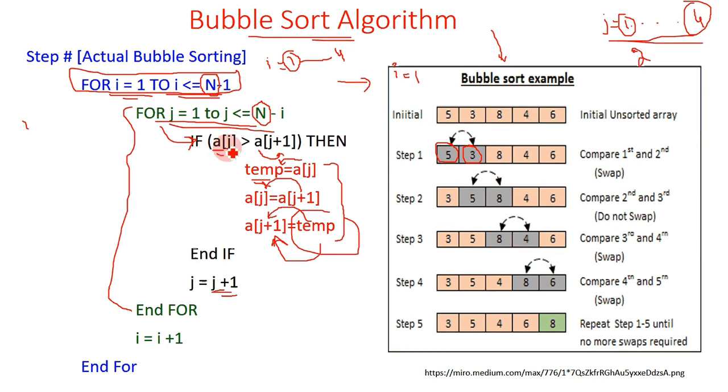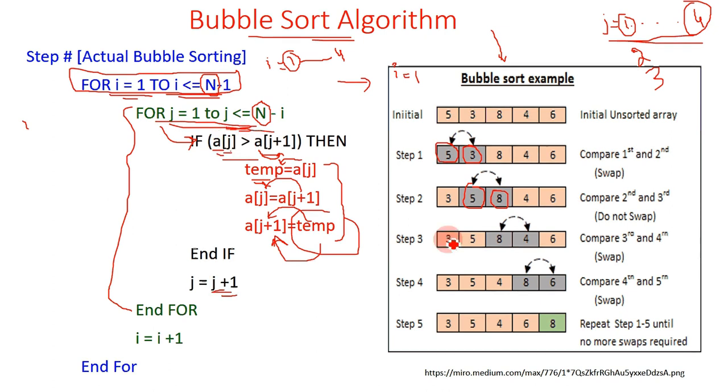The second location value, that is 5, will be compared with the third location. The second location value is not greater than the third location value, so no swapping will occur. This will not be executed, and the j value will be incremented, so j becomes 2 plus 1, that is 3.